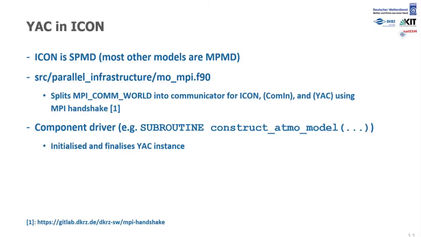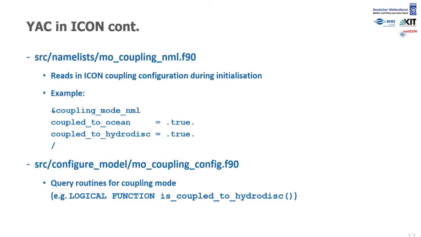And once each process has decided what it wants to do, this is basically, for example, in the construct atmo model routine. There it initializes then its YAC instance. And in the destruct atmo model, then you have the destructor of the instance.